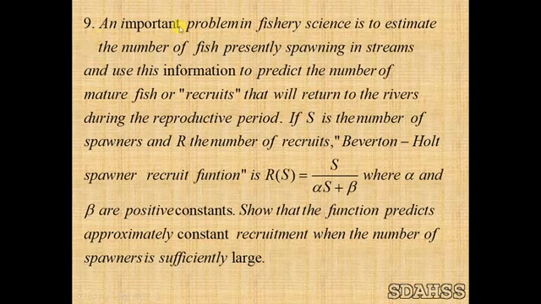Ninth sum. An important problem in fishery science is to estimate the number of fish presently spawning in streams and use this information to predict the number of mature fish or recruits that will return to the rivers during the reproductive period. If S is the number of spawners and R the number of recruits, Beverton-Holt spawner recruit function is R of S is equal to S divided by alpha S plus beta, where alpha and beta are positive constants. Show that the function predicts approximately constant recruitment when the number of spawners is sufficiently large.